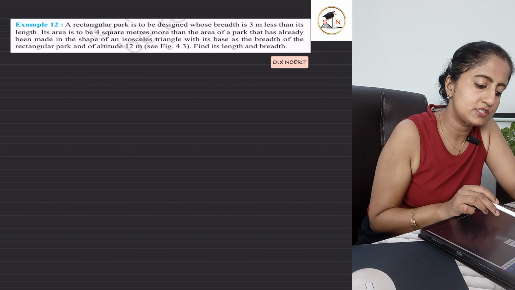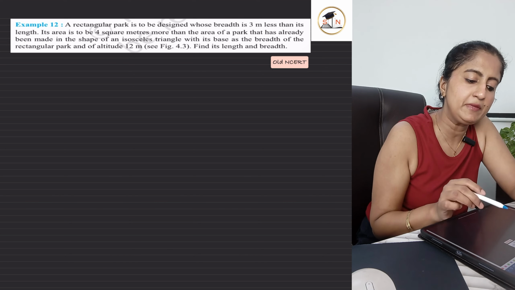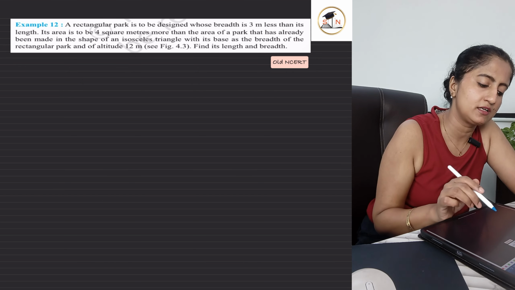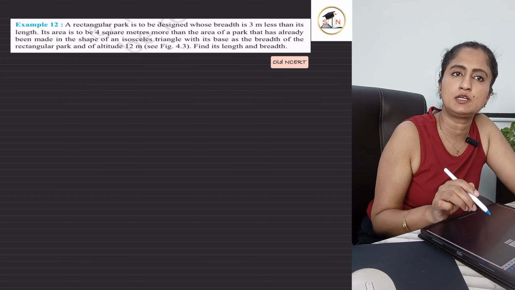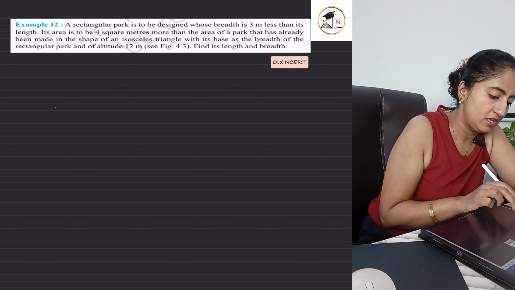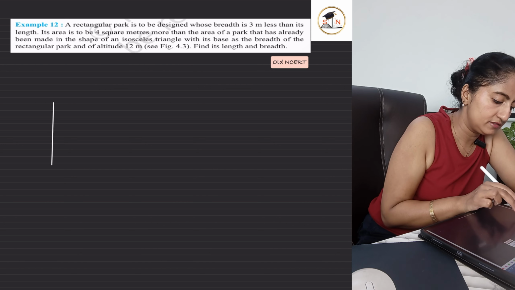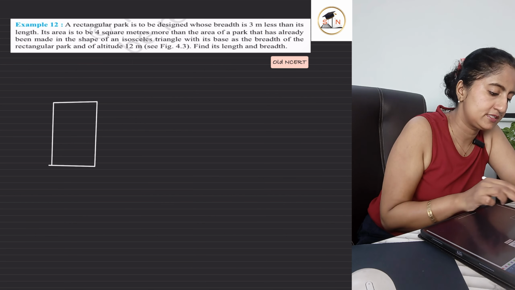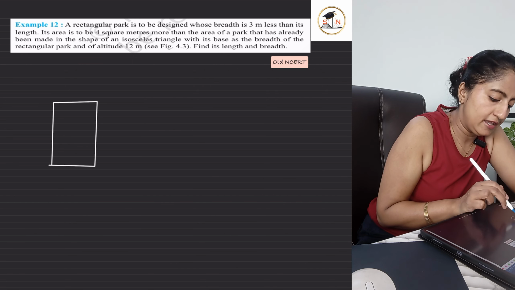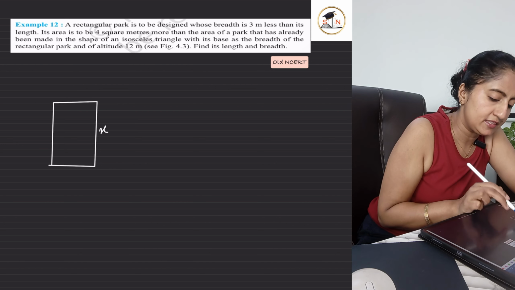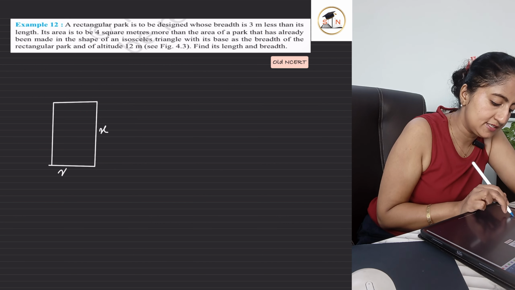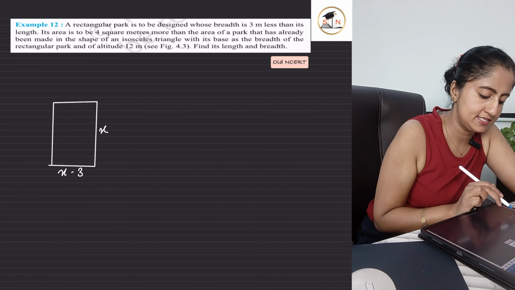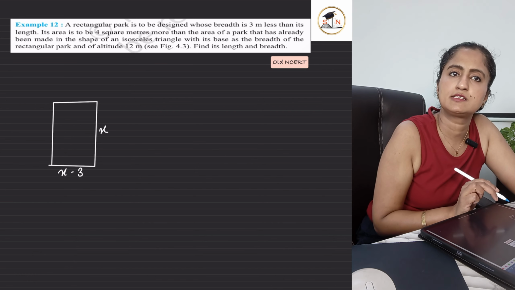A rectangular park is to be designed whose breadth is 3 meters less than its length. That means in the rectangle, the breadth is dependent upon the length. So let's make that. Now this is my rectangle. If my length is x, the breadth is 3 meters less than the length. So I have taken the length as x. Breadth becomes x minus 3.